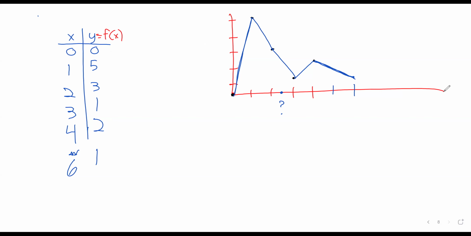Or maybe what's more likely is that we would use the formula to find the area up to here and then just find this area separately and add it on.